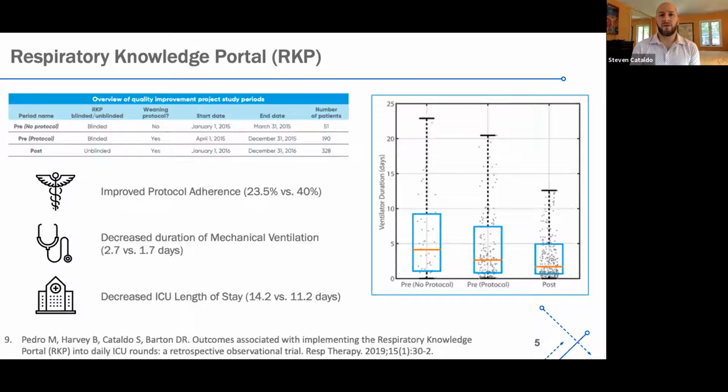As RKP was initially developed, it was meant to be put on a computer at the central workstation. It's something that the clinical team would look at prior to rounds, potentially throughout the day, potentially something that they would look at, maybe even print out a little overview and bring on rounds to help guide their therapy.